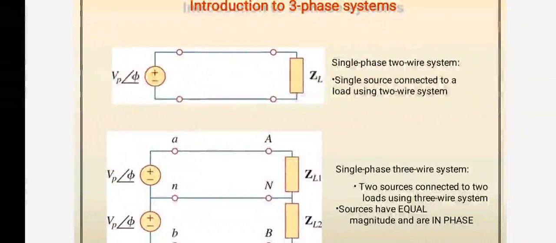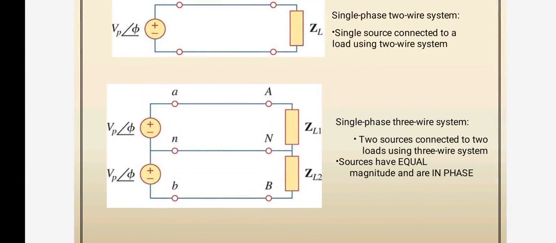Then similarly, in a single phase three-wire system, two supplies, two voltage sources, are connected to corresponding loads. From the diagram, we can easily understand it. We have a supply. A is one phase and B is another phase, and N is a common neutral. So the phases are AN and BN. The two sources are connected to two loads using the three-wire system. Sources have equal magnitude and are in phase. This is the case for the single phase system.